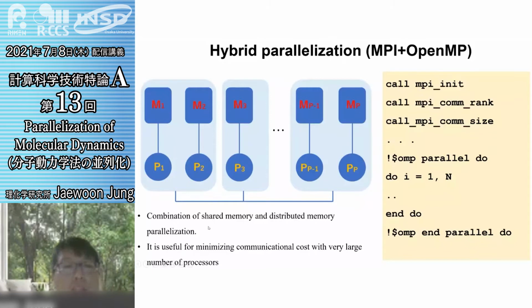And in fact, this one is the most useful for using a very large number of processors. In this case, at the very initial stage of the programming, you should write MPI_Init, MPI_Comm_rank, MPI_Comm_size. You should define the MPI-related parameters. And during MD simulation or any computation, for every do loop or for loop, we can assign the shared memory parallelization.